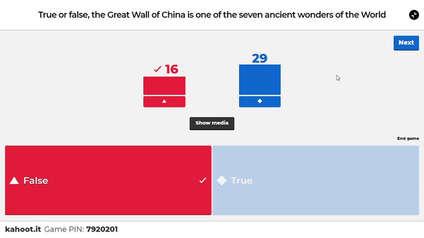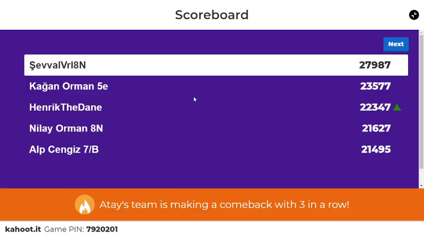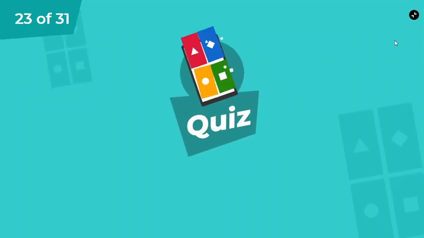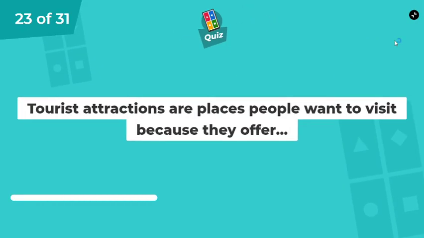Okay, it was false. It wasn't one of the seven ancient wonders of the world. Yes, number 1 is Şevval, number 2 is Kaan, number 3 is Henrik. Henrik climbed up to the top 3. That's cool. Number 4 is Nilay. Number 5 is Alp Cengiz. Atay's team is making a comeback with 3 in a row. Congratulations. And let's get to the 23rd question.